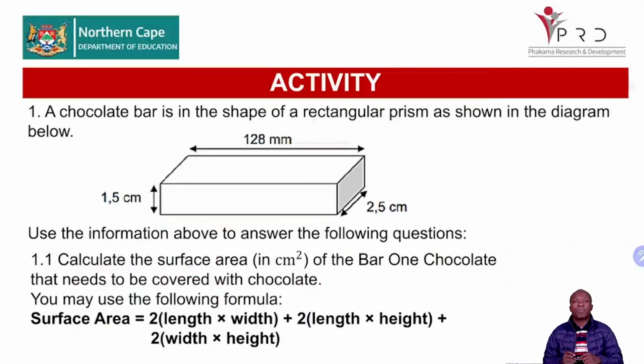Now it is time for us to do some activities. I want you to practice and see if you can be able to do it. So the first question here: a chocolate bar is in the shape of a rectangular prism as shown in the diagram below.